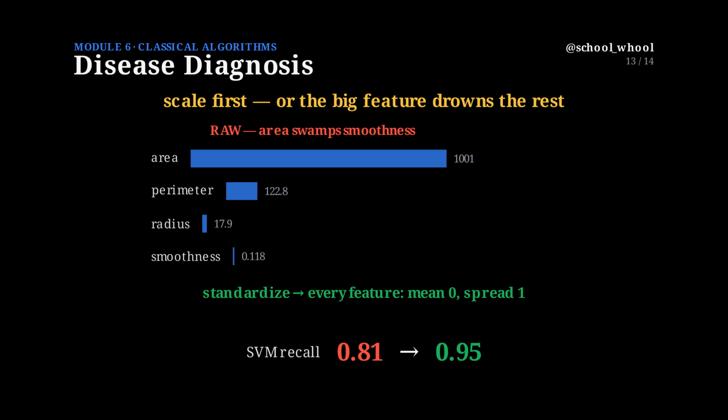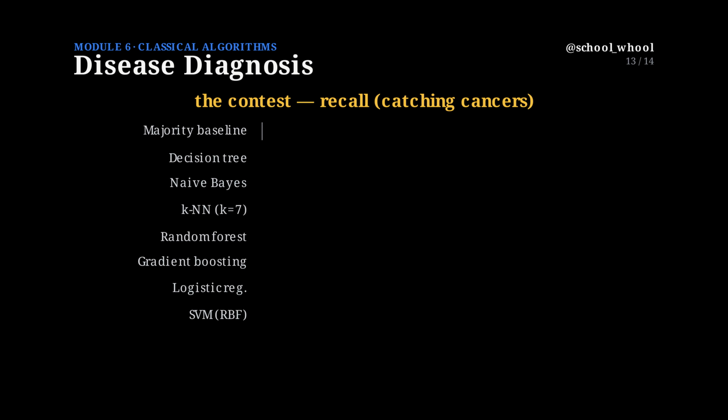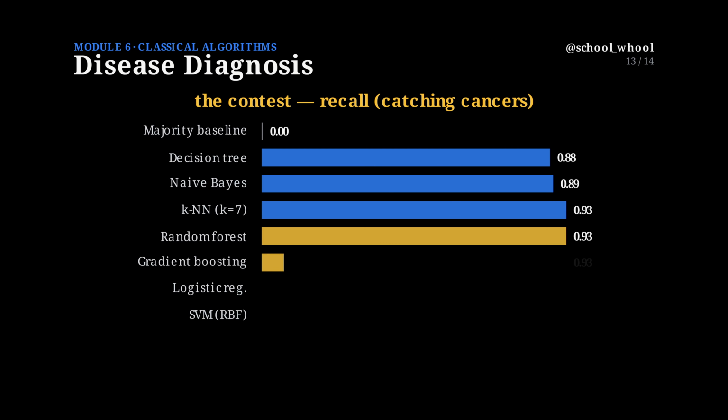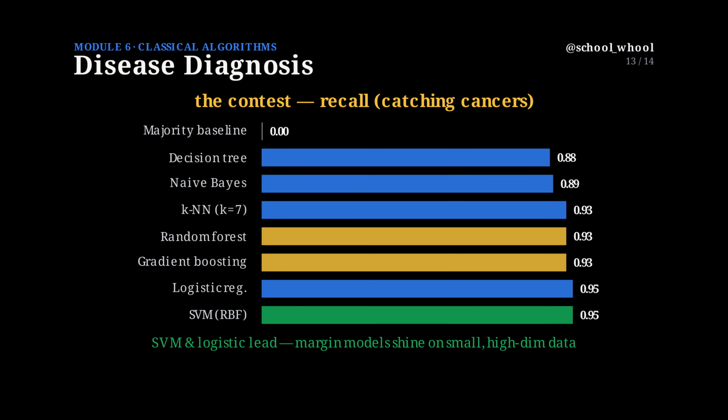Now the fair contest, scored on recall. The single tree and naive Bayes trail, near 0.88. The forest, boosting, and k-nearest neighbors reach about 0.93. But logistic regression and the support vector machine climb highest, around 0.95. On small, high-dimensional, continuous data, the margin-based models shine.